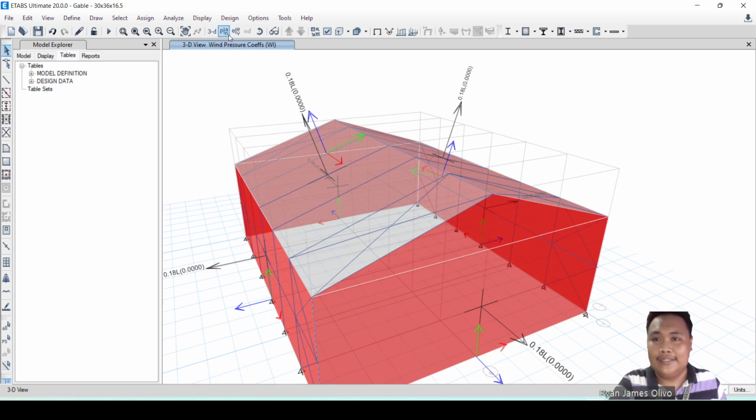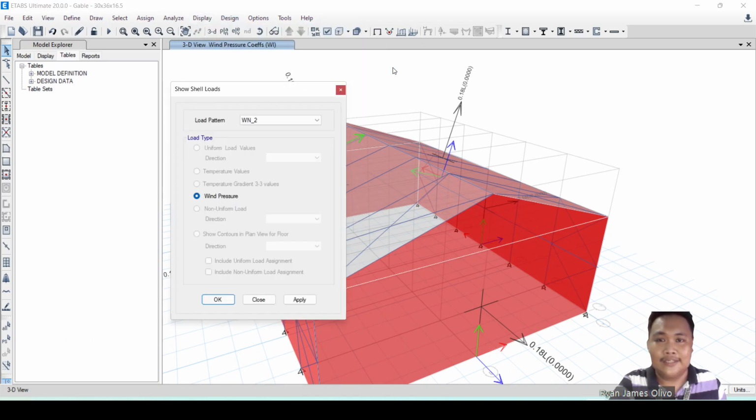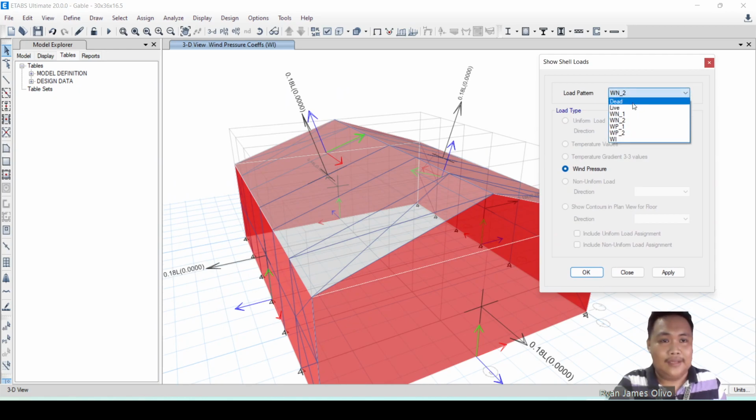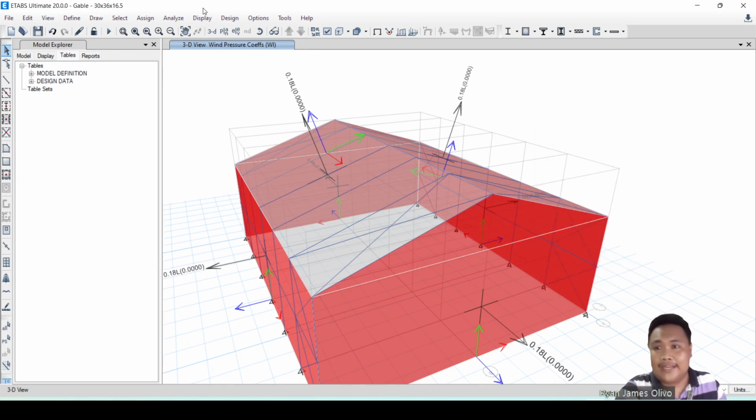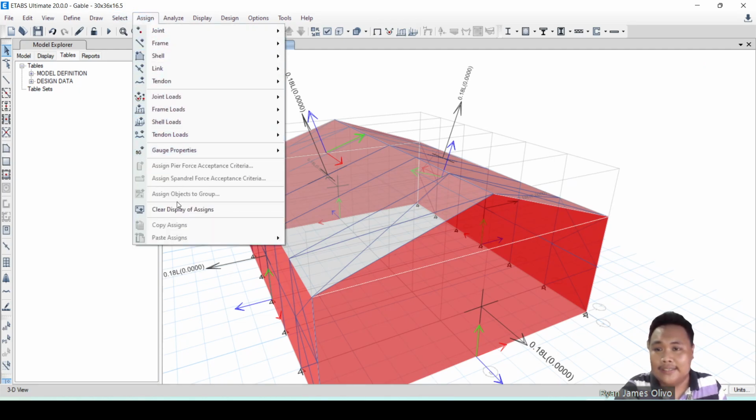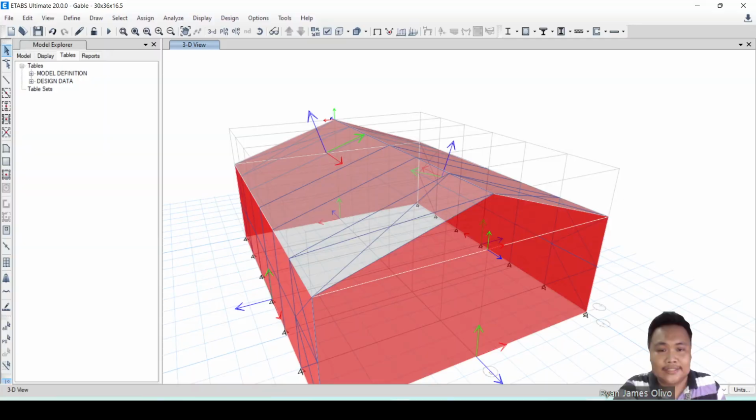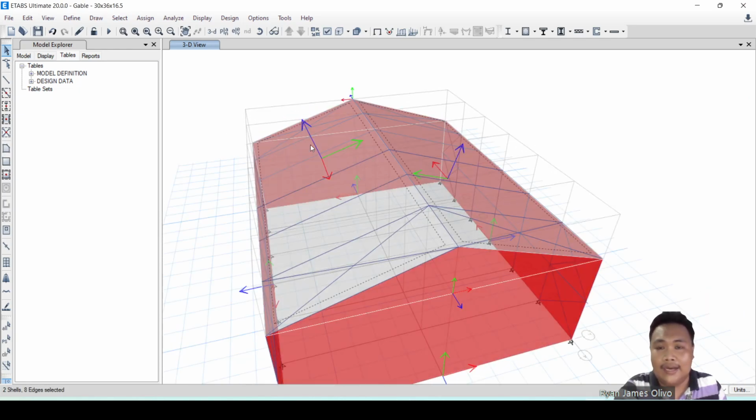After we define, let's try to check again if our loads are assigned. So this is just a simple review. W1, apply. W2, apply. Okay, WP1, apply. Okay, WP2, apply. Okay, and WI, okay. So everything is okay. Now next is our assign, clear display of assign. So next, our next input is the dead load and the live load.